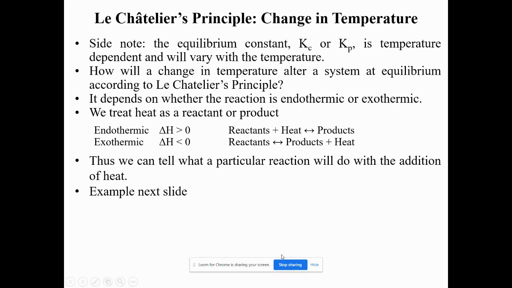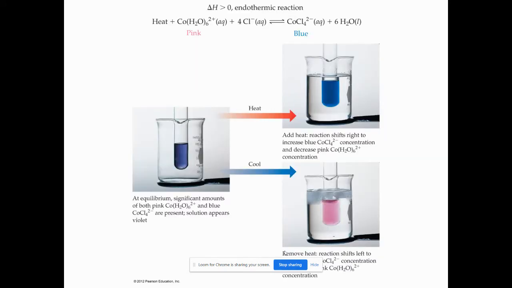Here, there's a better example coming up. Here, let's look at this. This is better. All right. So here we have this reaction.